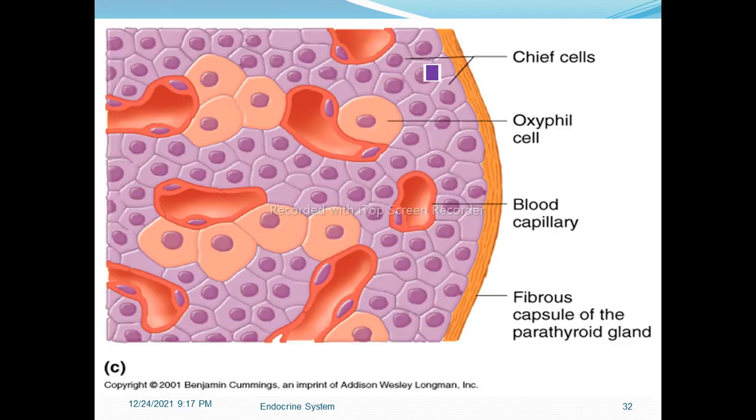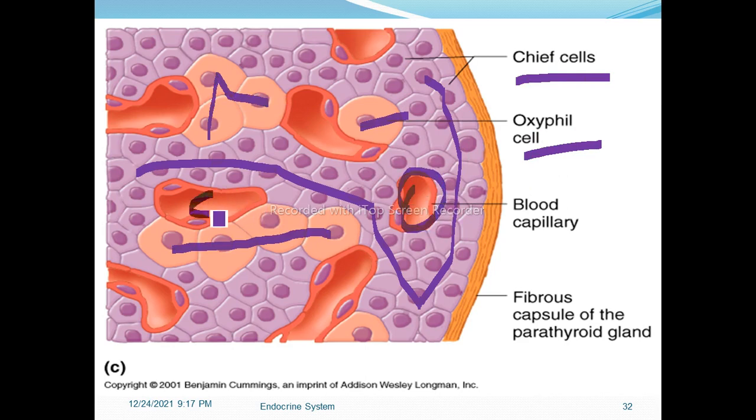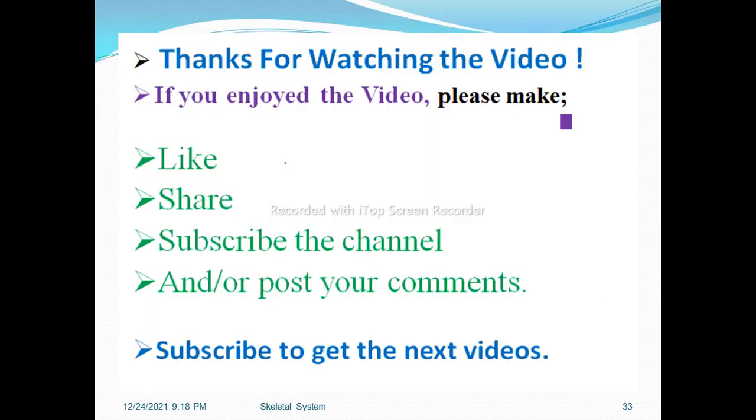Let us see. All these cells are known as chief cells of the parathyroid gland. But these cells, this one, and these cells are known as oxyphil cells. These are blood capillaries. These are also blood capillaries. This is a blood capillary. This is connective tissue known as the fibrous capsule of the parathyroid gland. This border is known as the fibrous capsule of the parathyroid gland.